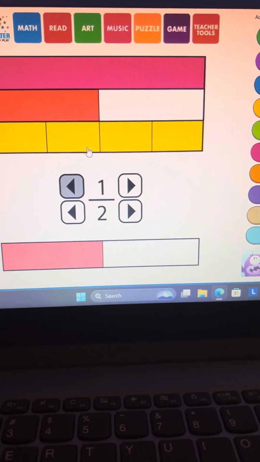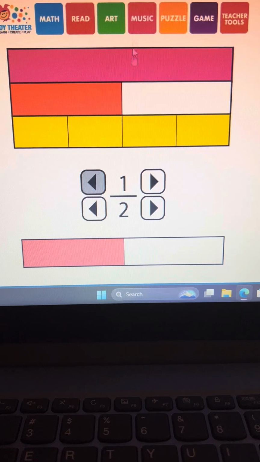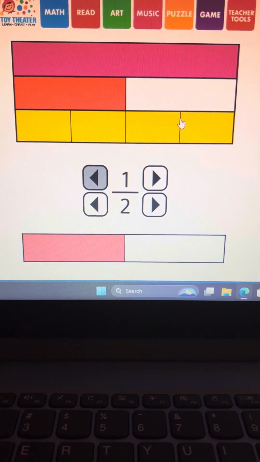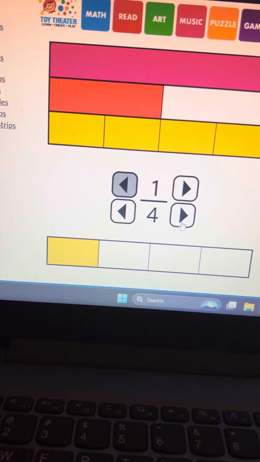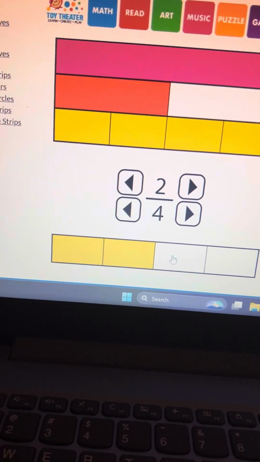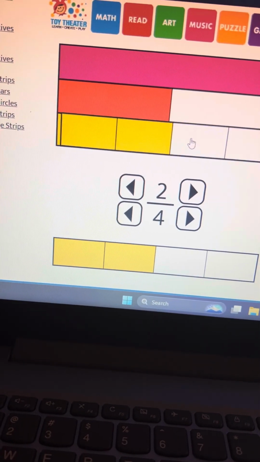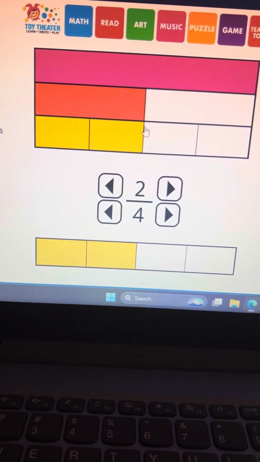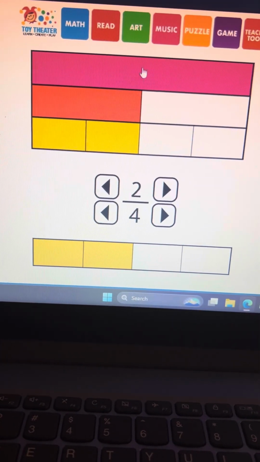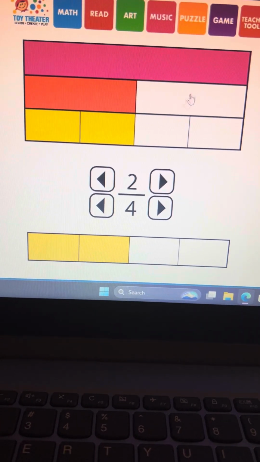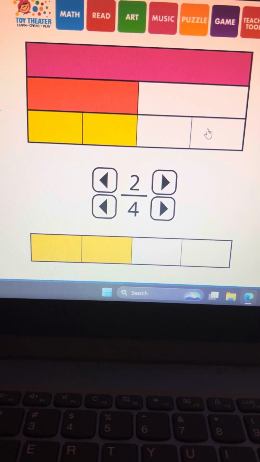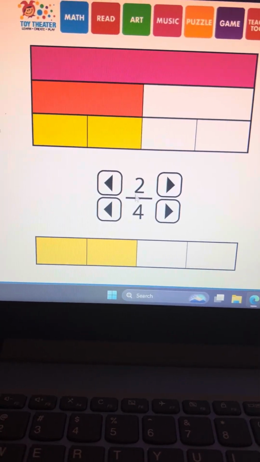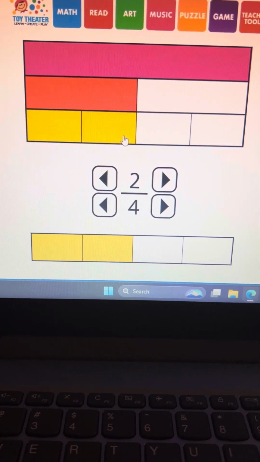Now we have half. Okay, half of our rod is gone here. But if we wanted to show half of a rod on our 4th, what we would do is we would take 2 away. Do you see how if you go straight down the middle here, that lines up, right? So half of a full rod is 2/4.